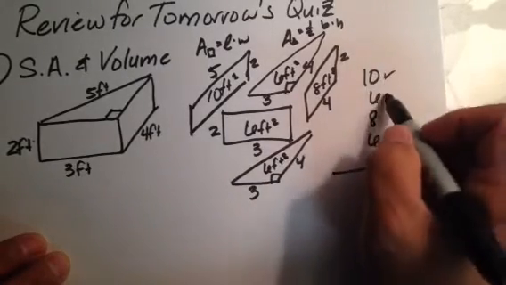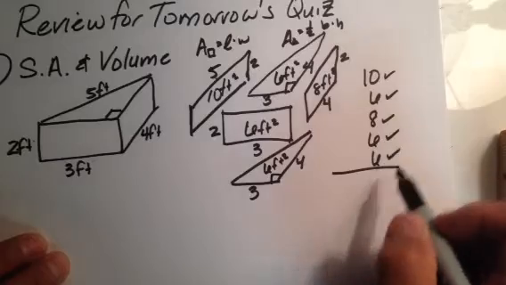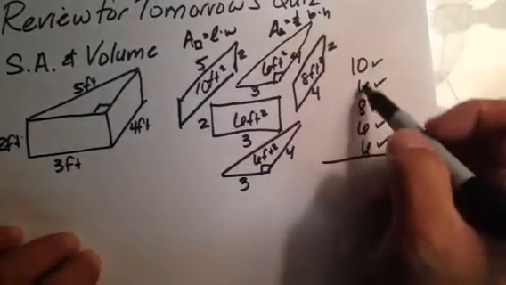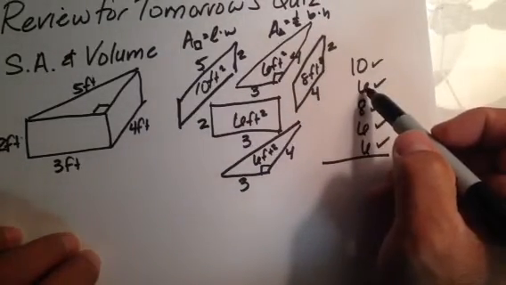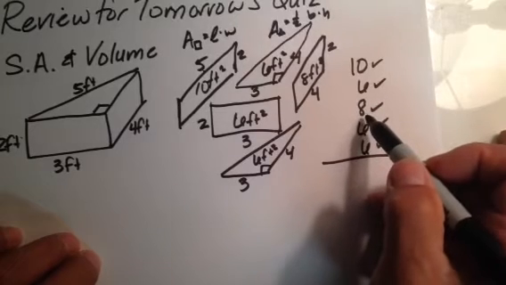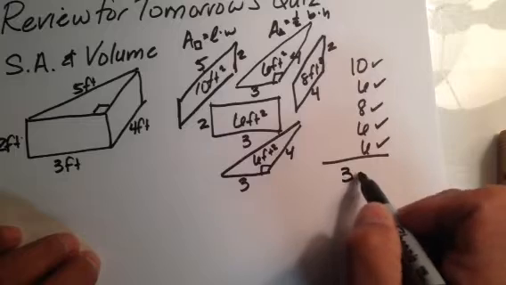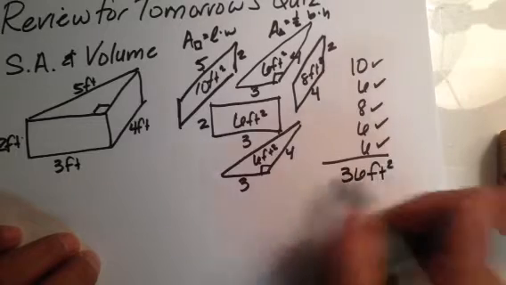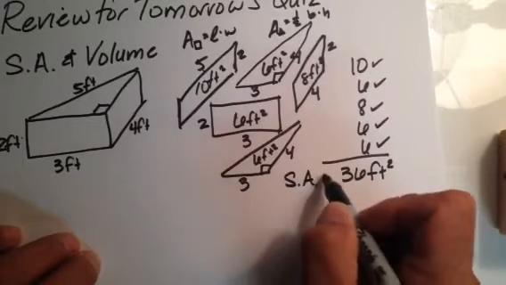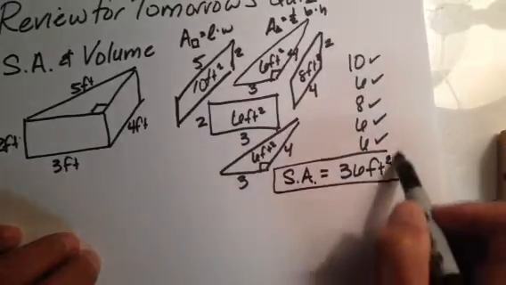So if you count them all, 1, 2, 3, 4, 5. And that's going to be 10 plus 6 is 16. 16 plus 8 is 24. 24 plus 6 is 30. 30 plus 6 is 36. So that's going to be 36 feet squared for the surface area. And now you're done with the surface area.